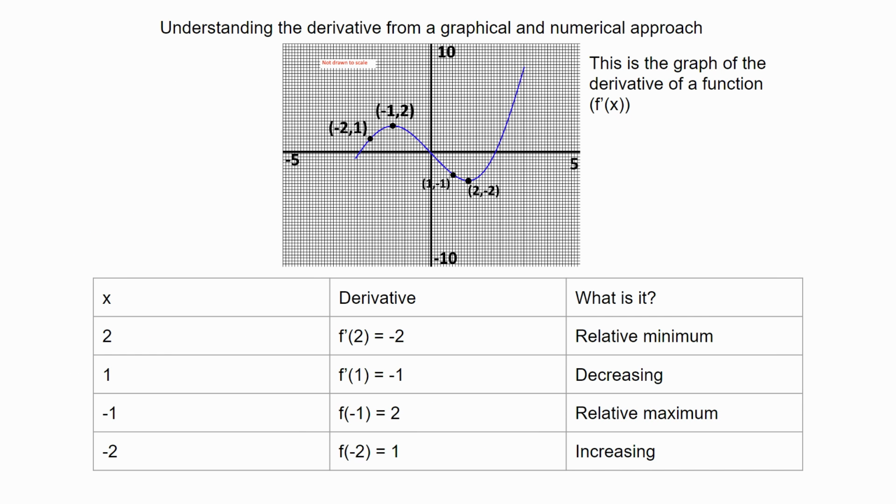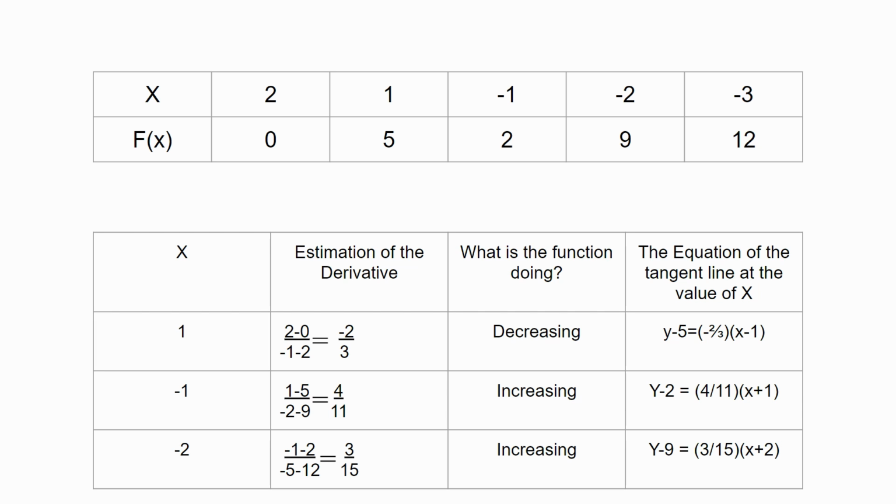At x equals 2, we could tell that the derivative of it is negative 2, as well as it is the relative minimum of the function. After taking a look at derivatives in a graphical approach, let's look at it in a numerical approach.